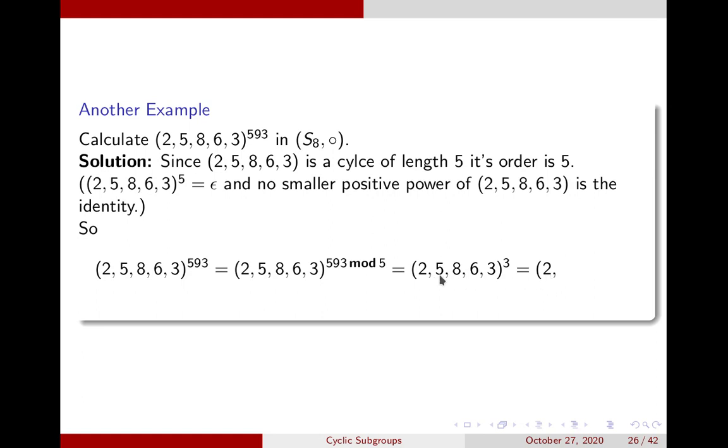So I'm applying this cycle 3 times to 2 in succession. The first application takes 2 to 5, the second takes 5 to 8, the third takes 8 to 6, so 2 is sent to 6. Similarly, applying the cycle to 6 3 times in succession, 6 to 3, 3 to 2, 2 to 5, and so on. The point here is that we don't have to apply this cycle 593 times to each element.